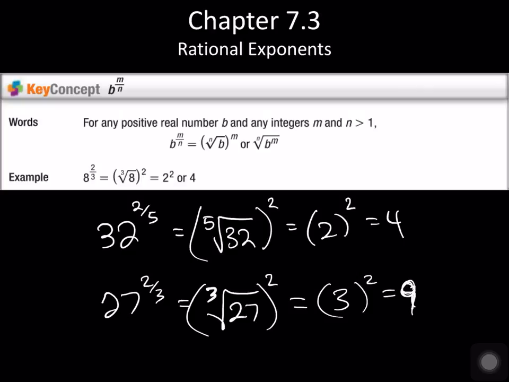Now we need to be comfortable moving back and forth between the fraction exponents and their evaluatable equivalent. We've got to be able to go between the radical and the exponent and the fractional exponent. We need to be able to move back and forth with those.